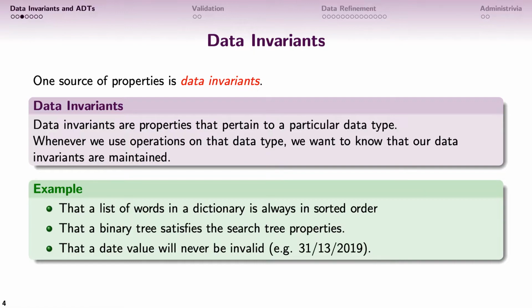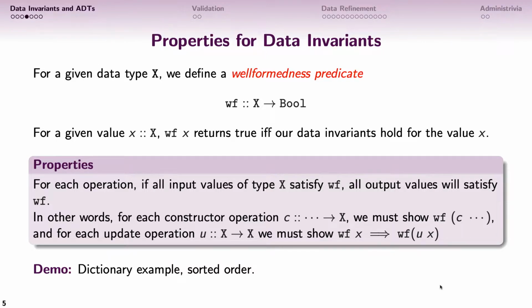So well-formedness predicates, this notion of data invariants, are encapsulated as what's called a well-formedness predicate. And you just need to show that that well-formedness predicate is maintained across all of your operations. So the way that looks is we have this function, which we'll call well-formed, right? And it's defined on our data type. So in this case, it might be a dictionary, and it'll return a Boolean. And it will return true only if our data invariants hold for that particular value that it's given. And the idea is essentially if every input value of type X satisfies WF, then all the output values should satisfy WF. So that's the property that we want to construct.